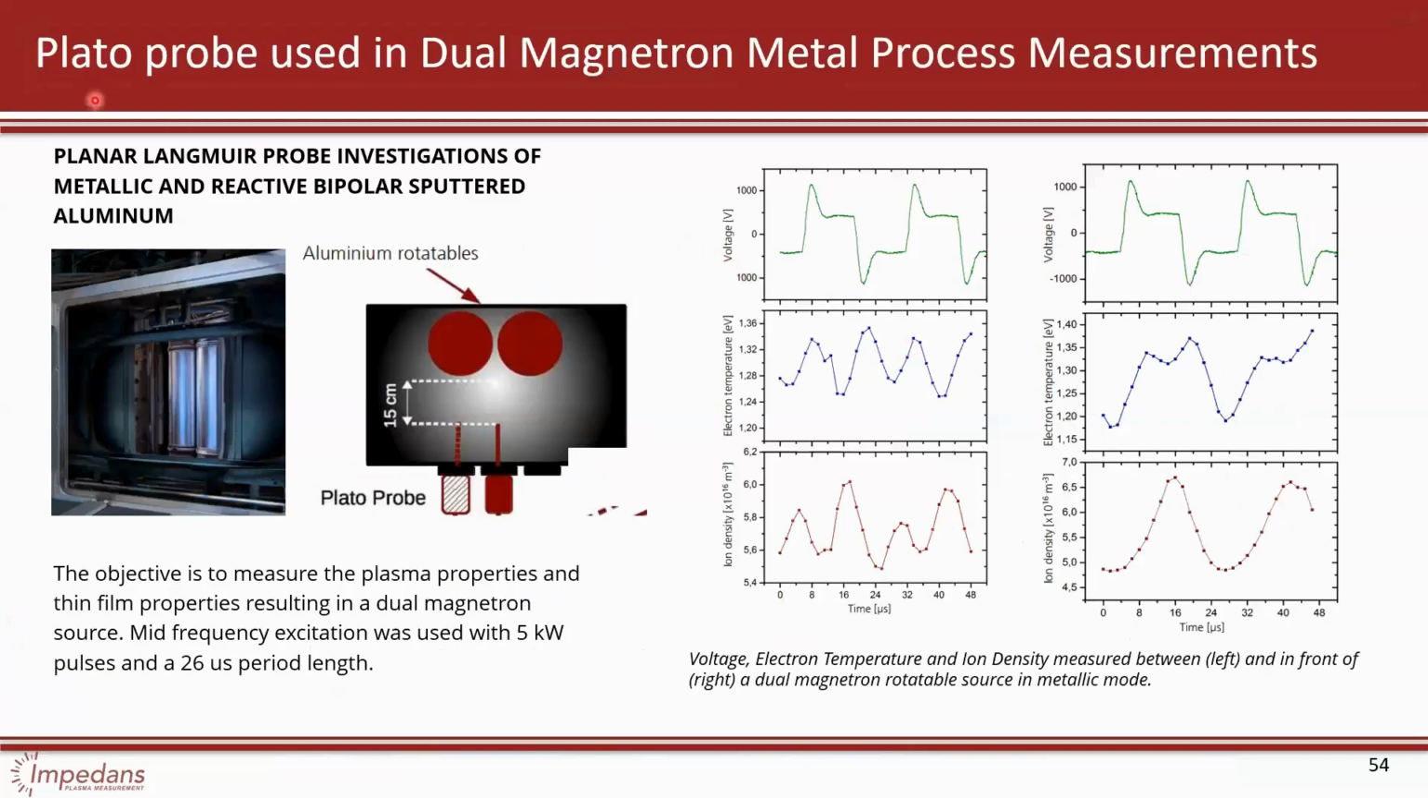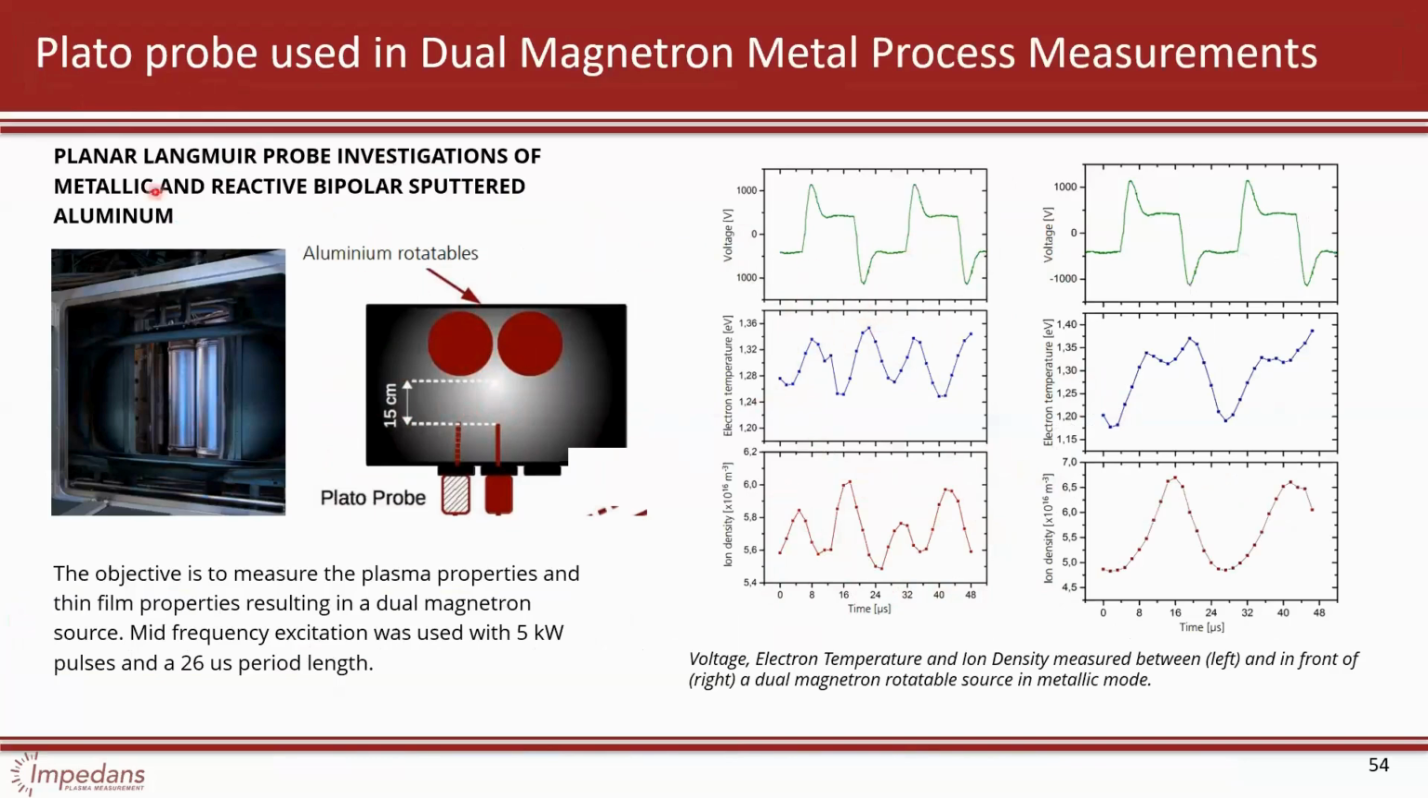Just to show the deposition tolerant probe, the Plato probe. This was used in an industrial coater, placed at different locations near these turntables, and measuring on a microsecond time scale what the ion density was as these coaters rotated, and the electron temperatures and so on. These are in sputtering conditions.